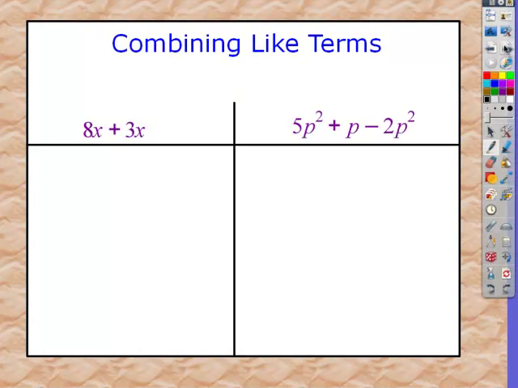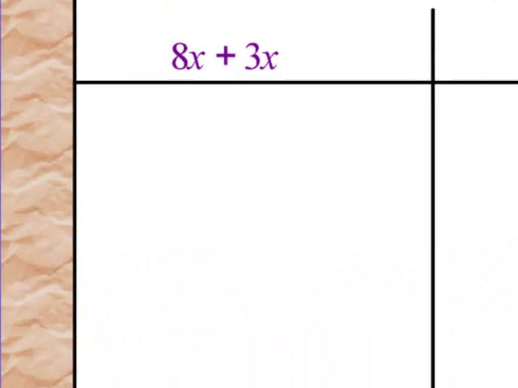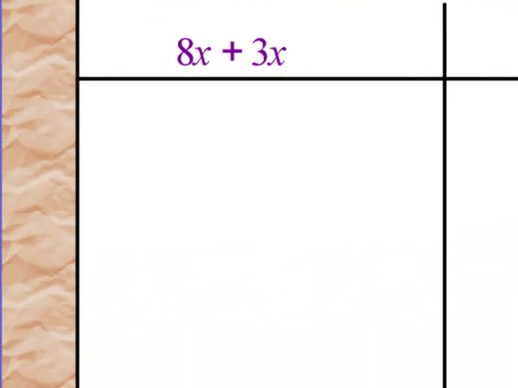So let's take a look, combining like terms. First things first. Our first statement here is 8x plus 3x. So again, where do you draw division lines to divide up your terms? Between plus or minus signs. So how many terms do we have here? We're going to have 2. The first one is plus 8x, and the second one is plus 3x.